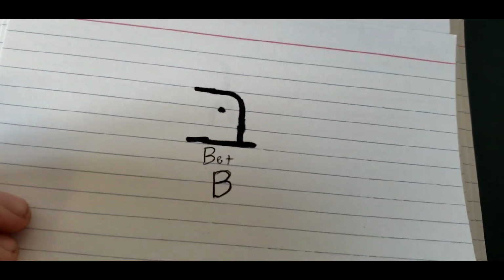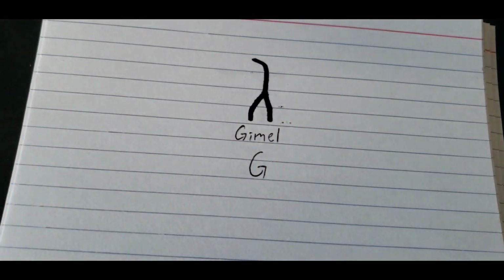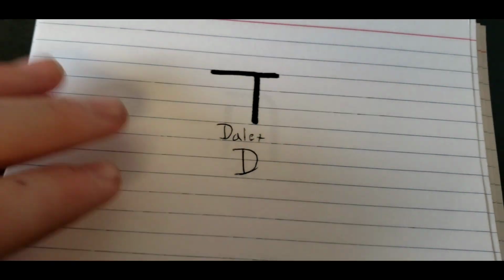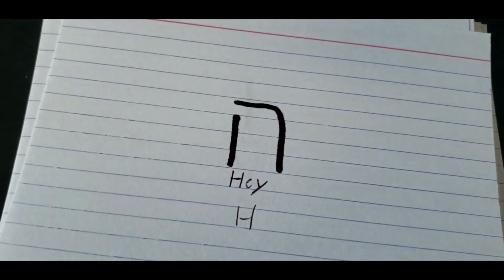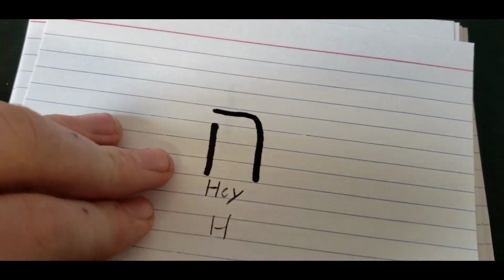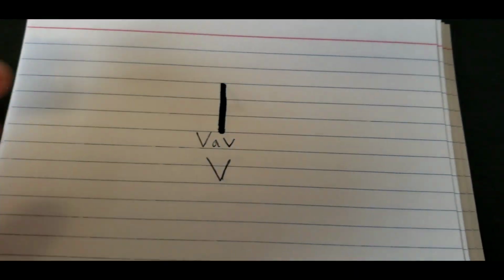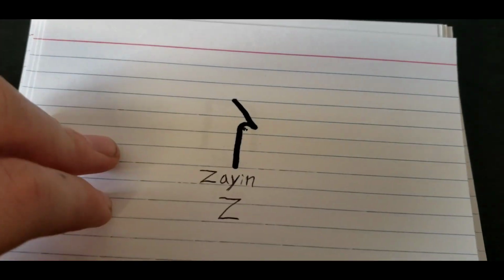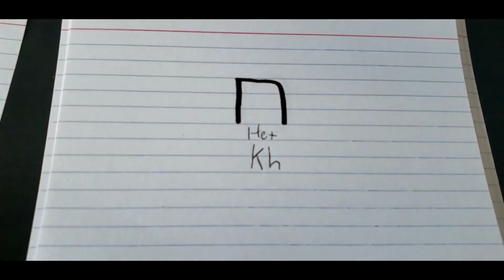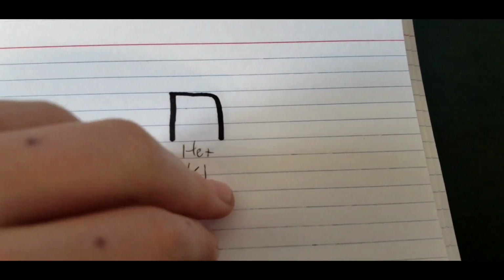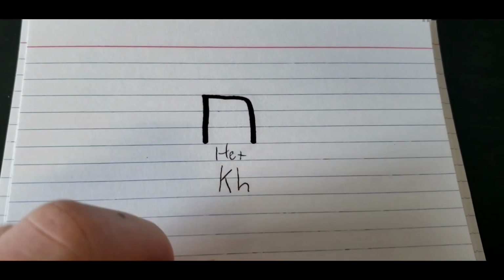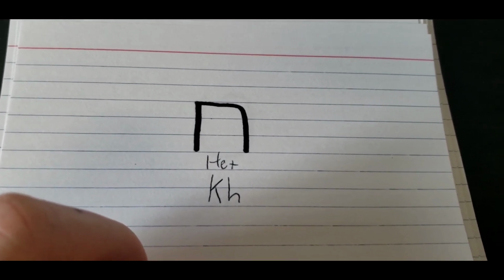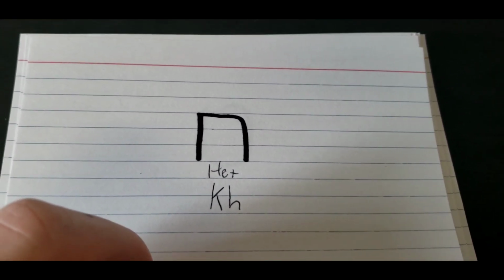Then Bet, then Gimel, then Dalet, then Hey, then Vav, then Zayin, then Het, and Het is actually, when you see that, it indicates that you make a throat sound, so that's why you pronounce it Het.